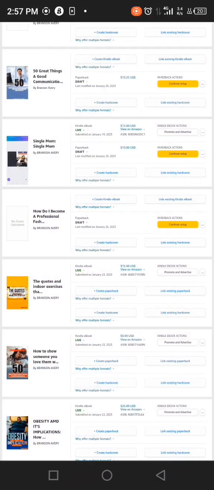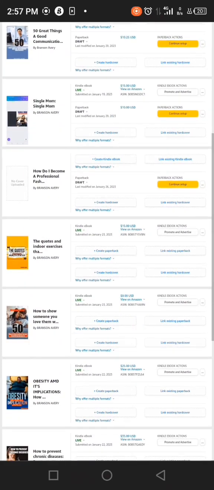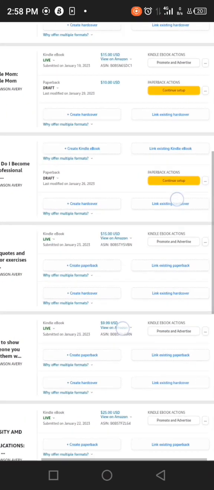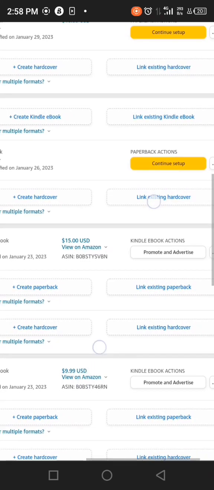Okay, this is on draft. The quotes and indoor exercises and so on. This one is presently live on Amazon, meaning if I search for this book on Amazon.com, I would find that this book is up on the dashboard and it's for sale, okay? It's currently live. Now, if you wanted to run an advert for just this book, we would have to click on promote and advertise at this point that I've zoomed on to.